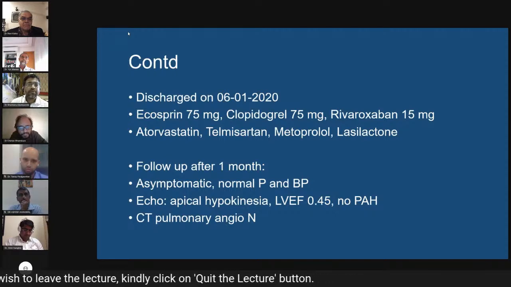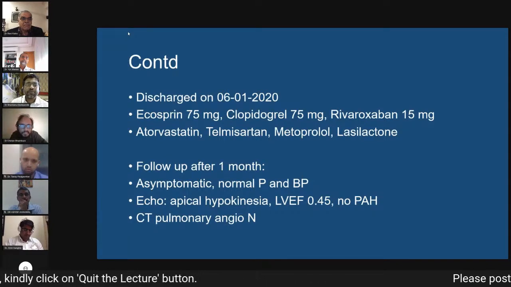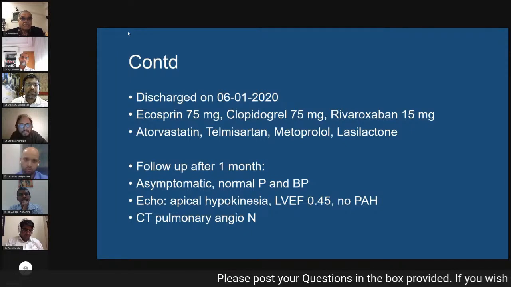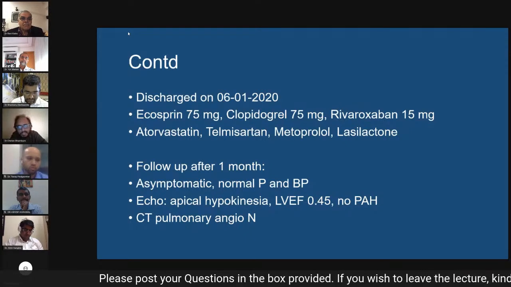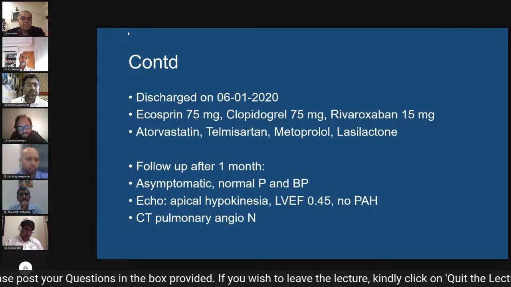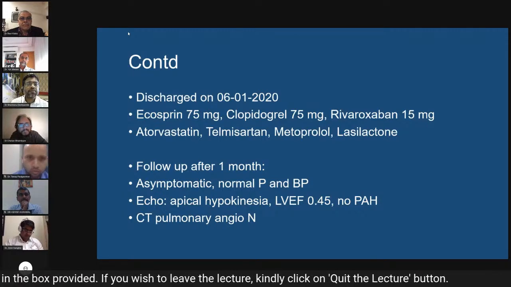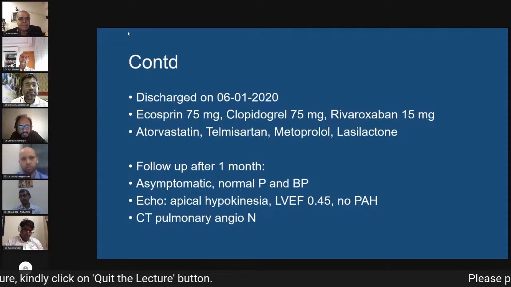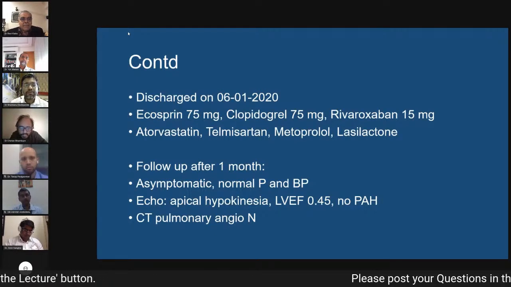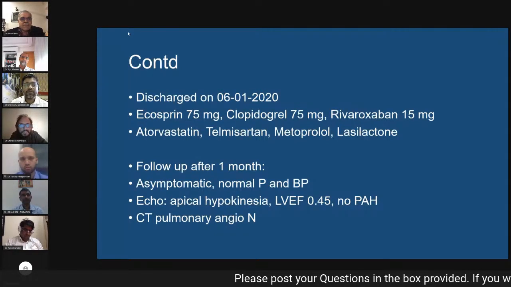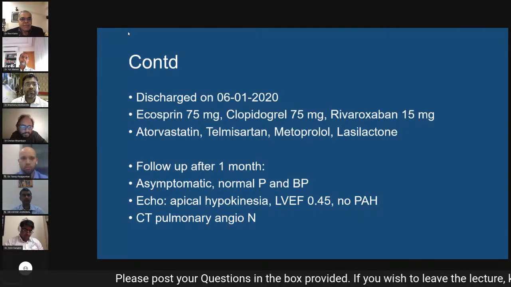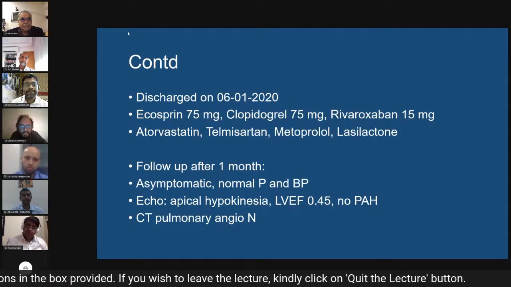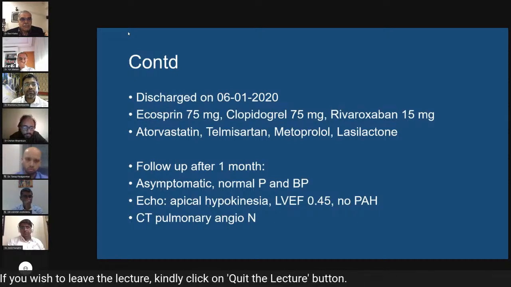What medicines to give him again was an issue. Now he had pulmonary embolism plus an MI. So I discussed it with some of my seniors, and finally I discharged him on aspirin 75, clopidogrel 75, and rivaroxaban 15 milligrams in addition to other medicines. He came for follow-up after 1 month, absolutely asymptomatic, pulse and blood pressure were normal, echo showed mild apical hypokinesia, no pulmonary hypertension. I repeated a CT pulmonary angiogram, which was normal.